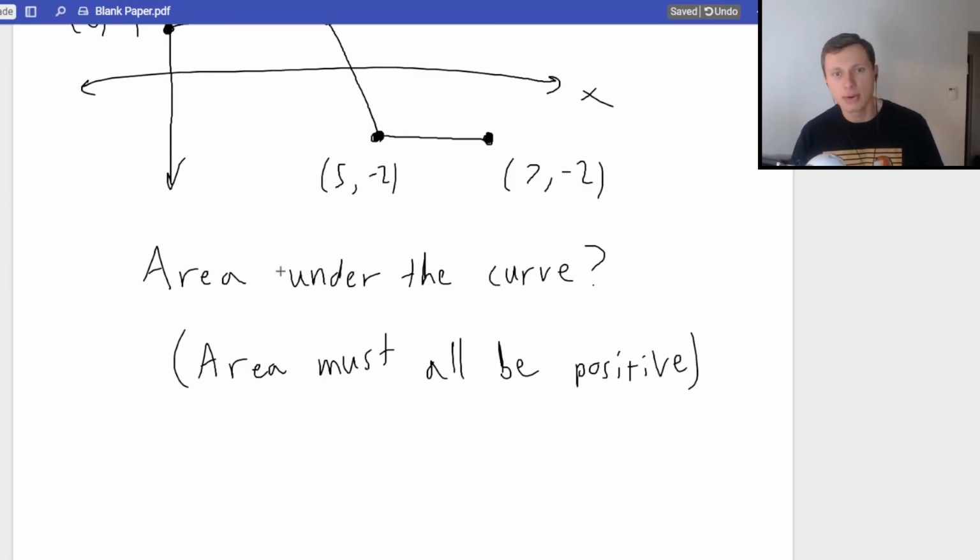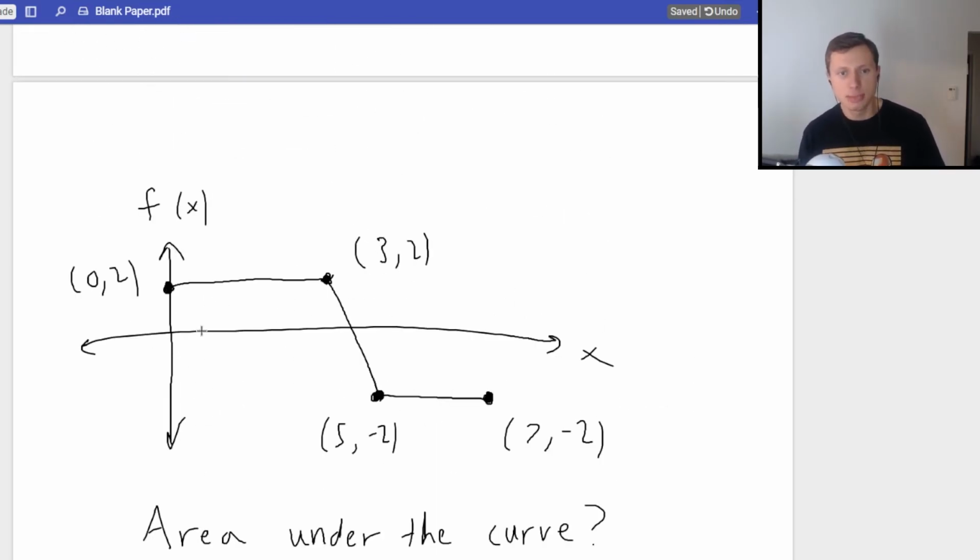But if I wanted to find the area under the curve now, it's just going to be the shape of these two shapes right here, and it's all going to be positive. Okay, so I can split this up, notice, into a rectangle and a triangle over here, and then another rectangle and a triangle over here. So as long as we can find these shapes, we're good.